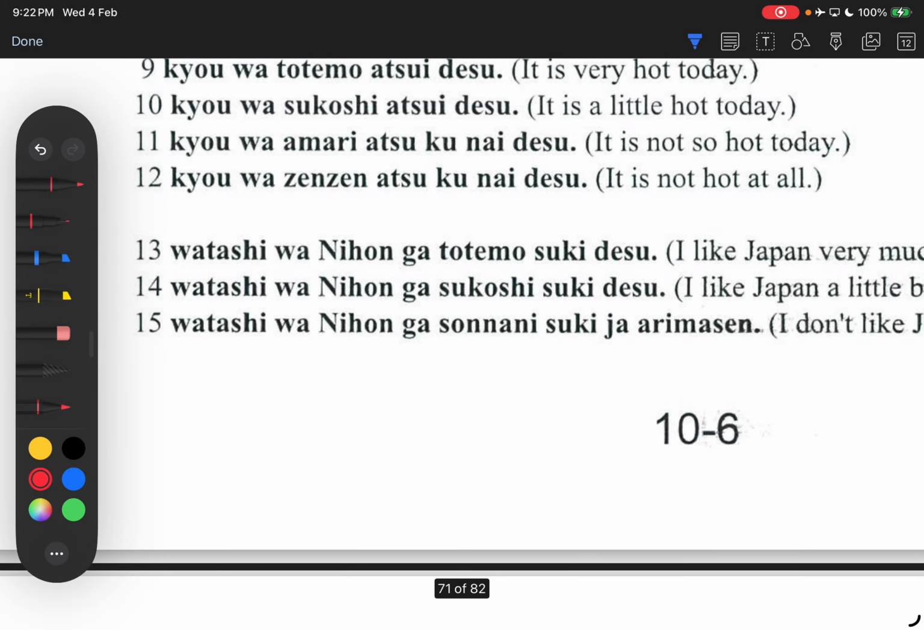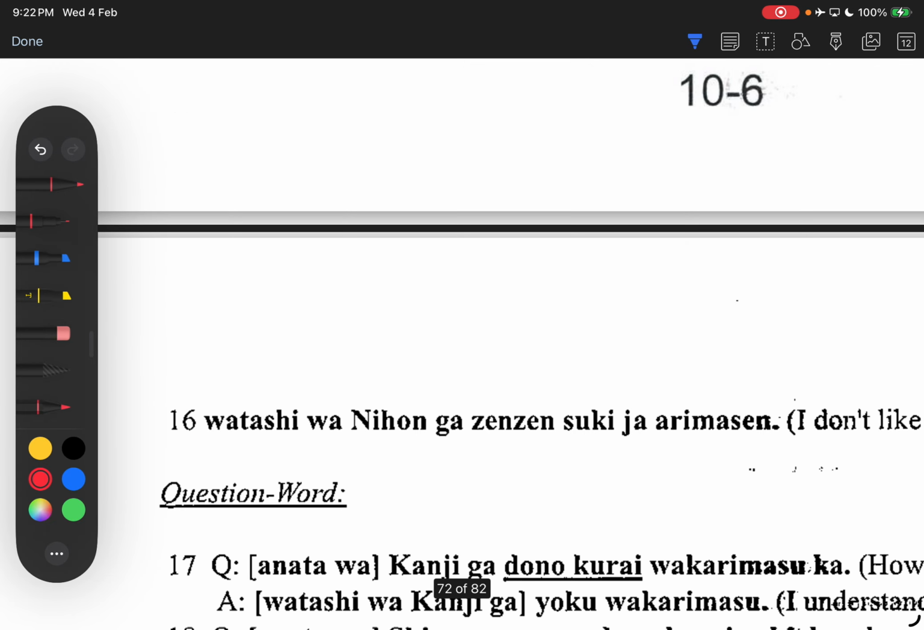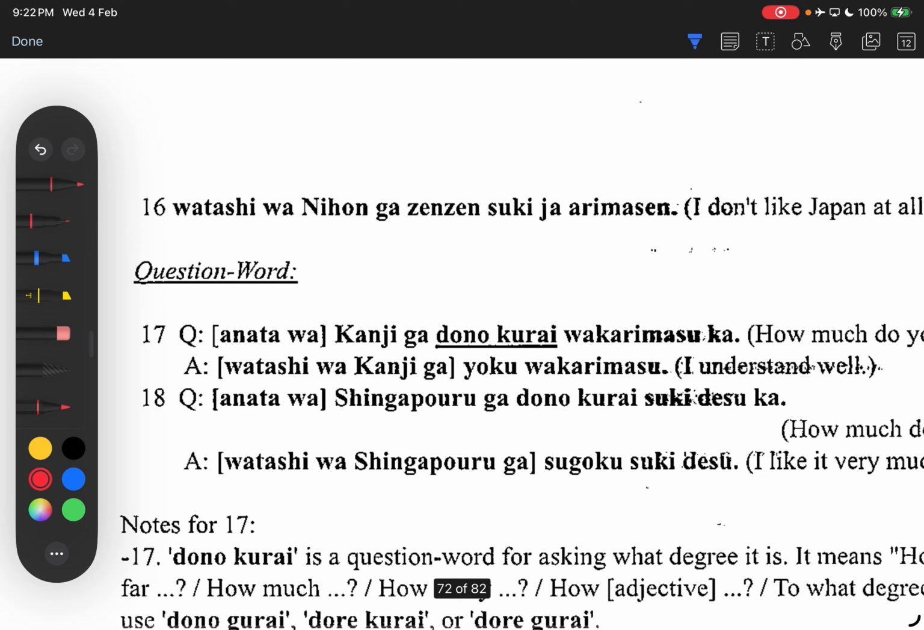Number 13. 日本がとても好きです。Right? 好き is an adjective. So とても好きです。Then next one. 日本が少し好きです。Like a little bit. Right? 日本がそんなに好きじゃありません。Don't really like Japan. And then 全然好きじゃありません。Don't like Japan at all.